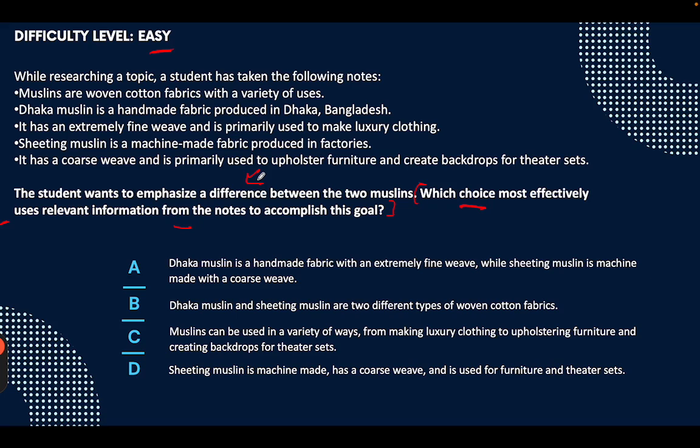Now that we've identified the goal, the third step is we'll move to our options and start eliminating our options that are not meeting the goal. So let's see the first one.